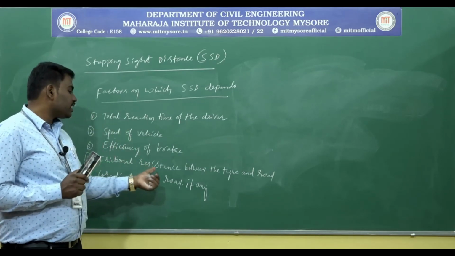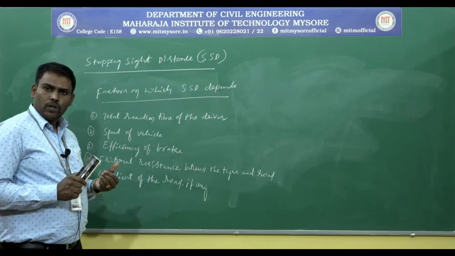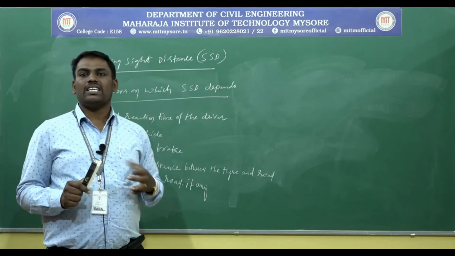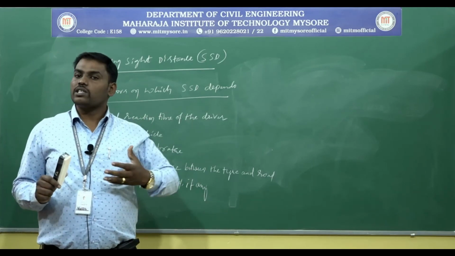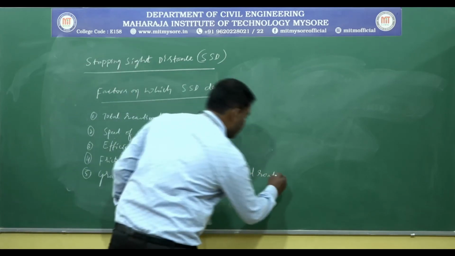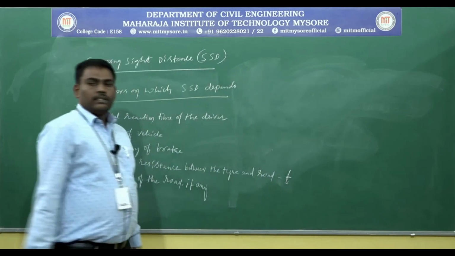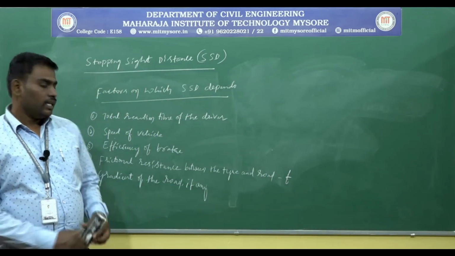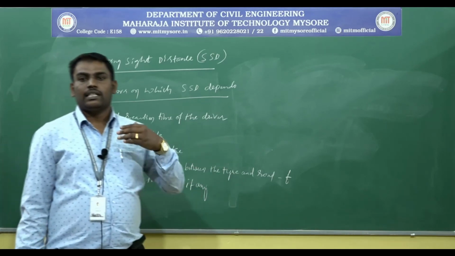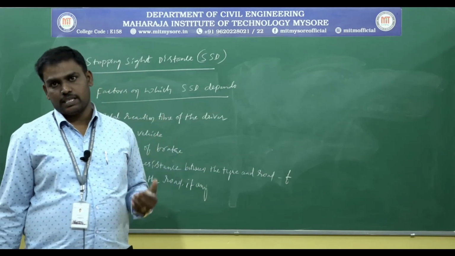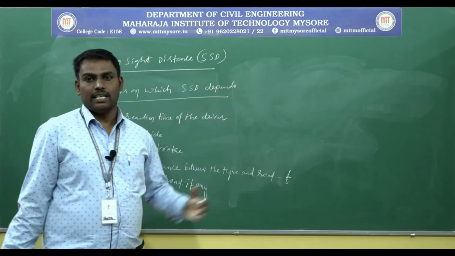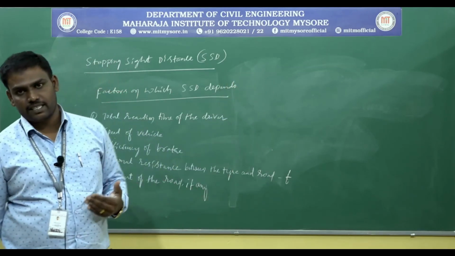Next, frictional resistance between the tire and the road. Okay, the frictional resistance between the tire and the road will depend on skid resistance, or we can call it coefficient of friction F. Okay, is it clear? And if the skid resistance decreases, then the stopping sight distance increases. Okay, and if the skid resistance increases, then the stopping sight distance decreases.